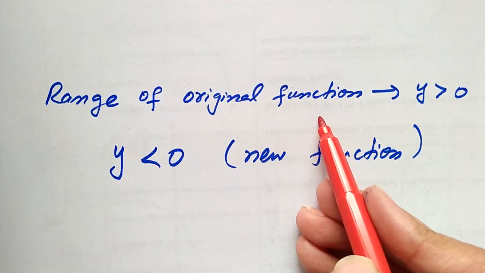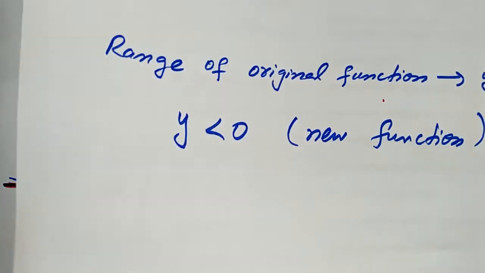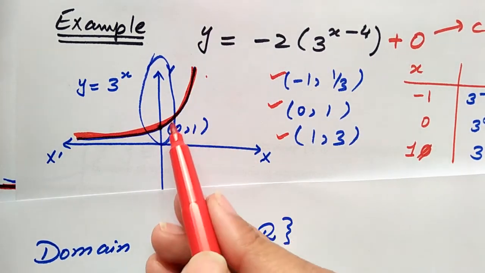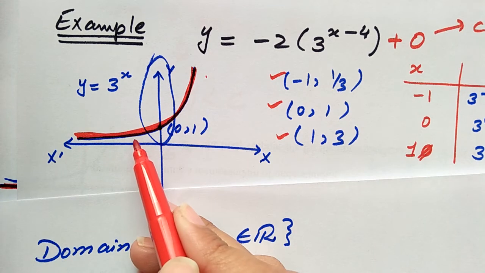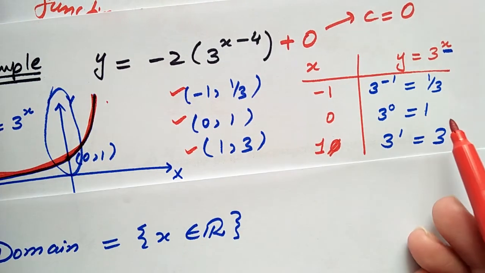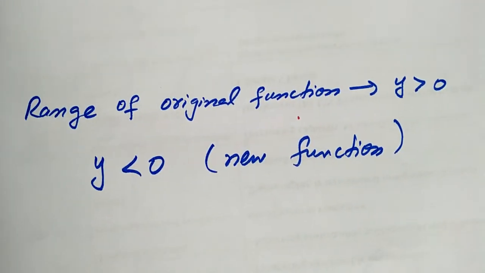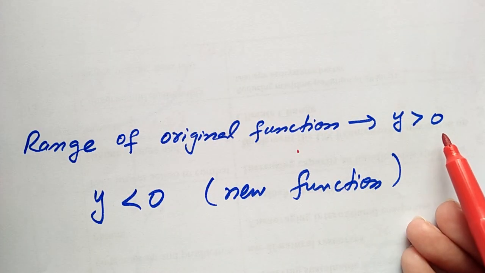Consider the range of original function, that is basically y greater than 0. Consider the range for original function. I got y greater than 0. I got all the values for y that are greater than 0. So range of original function was y greater than 0.